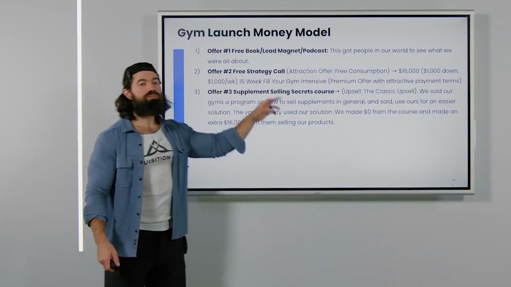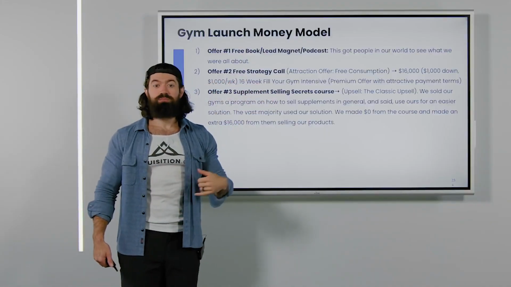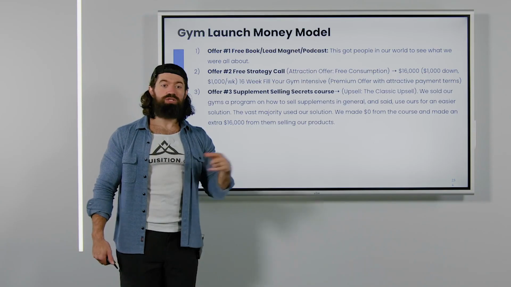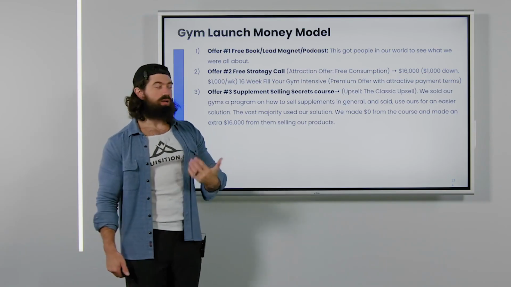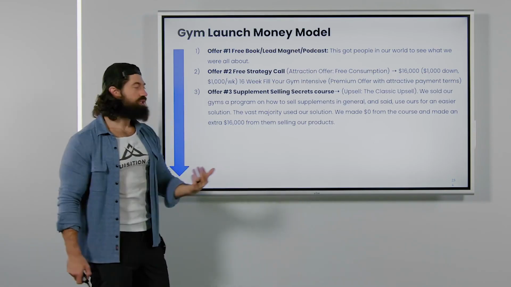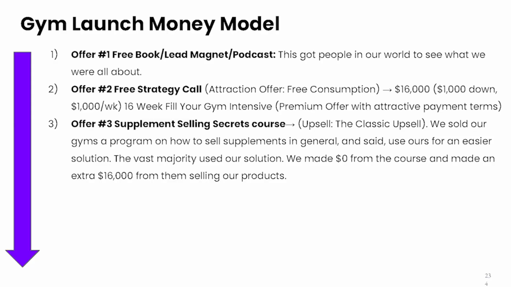And so most gyms couldn't afford the $16,000, most of them. But we could make them more than $16,000 in their first month, and then they would pay for it. So I just wanted to get as many people to say yes because I knew we could crush it for them. Now, offer 3 was the Supplement Selling Secrets course or training.